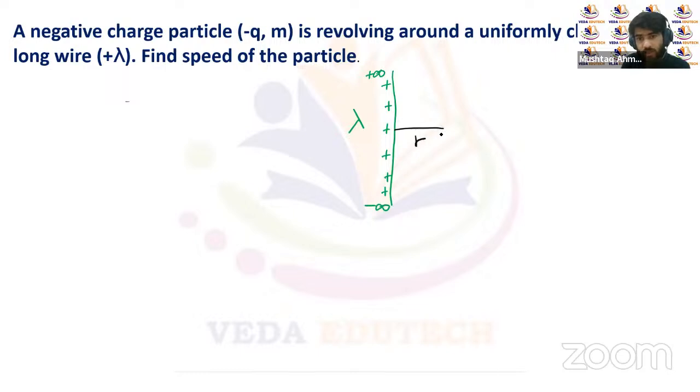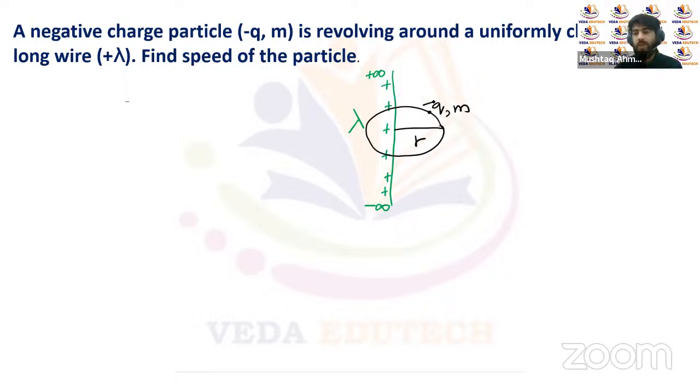there is a charge which is moving in a circular path around this wire. The charge is q and the mass is m. And it's very obvious that the charge should be a negative charge, because then only will it be an attractive force, and then only is it possible for the charge to move in a circular path.